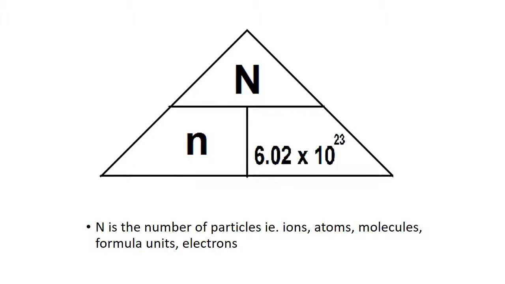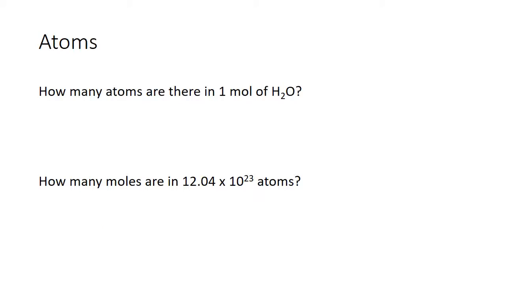So this is what you should be familiar with. Capital N is a number of things, could be ions, atoms, molecules, formula units, and electrons, or motor cars if you wanted to be that way inclined. Lowercase n is the number of moles, and 6.02 times 10 to the 23 is Avogadro's number. And we can use these values to calculate different things.